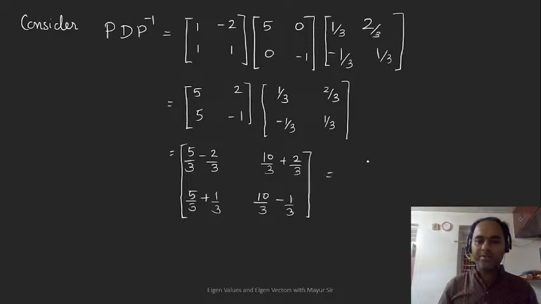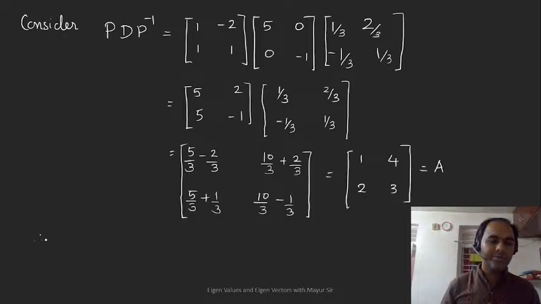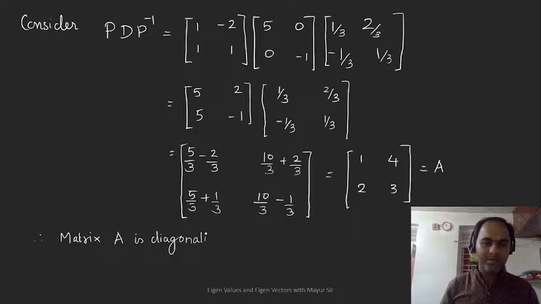Alright, so this matrix, when you simplify, you get 3 over 3, that is 1, and here you will get 10 plus 2 is 12, 12 by 3 is 4, and here you get 2, and here you get 3. This is the output of A. So therefore you say that matrix A is diagonalizable, and that's what is there.